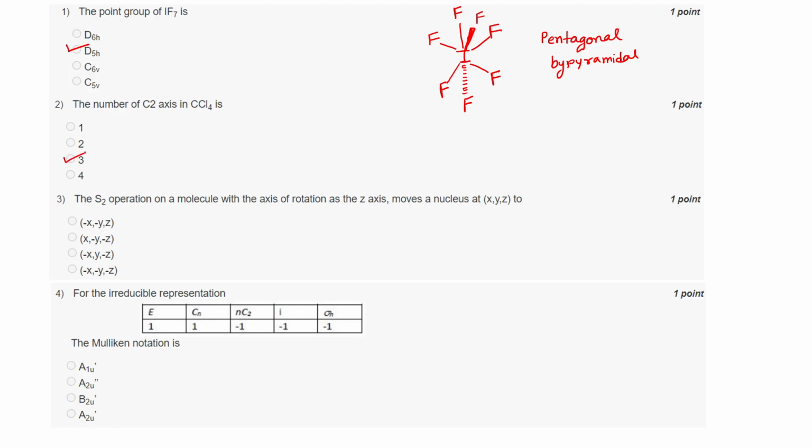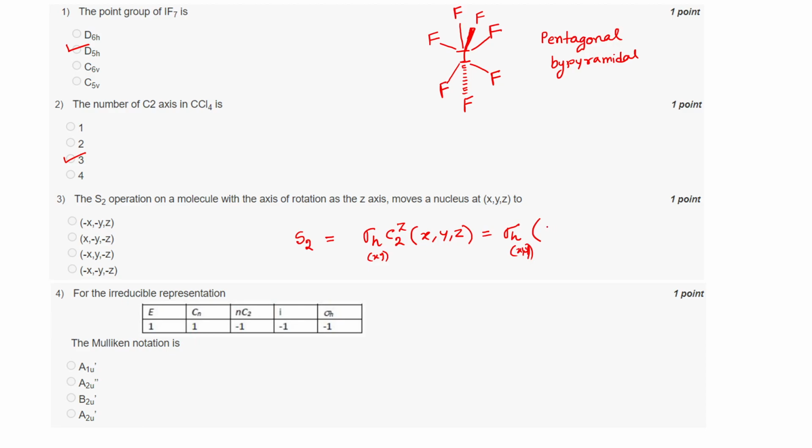Okay. So this S2 operation on a molecule with axis of rotation around Z will transform XYZ. What is S2? S2 is first C2, and then there will be sigma h, which will be performed later. First there will be C2, and it is operating on XYZ. C2 obviously along Z, right? So sigma is along XY, right? Specifically mentioned.